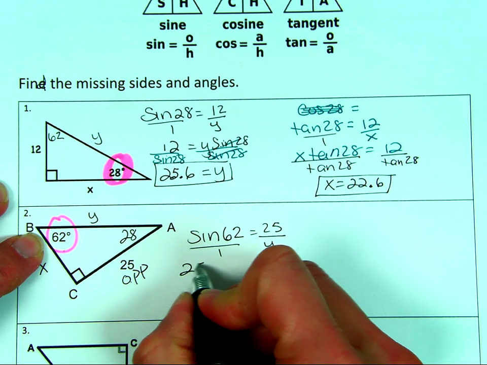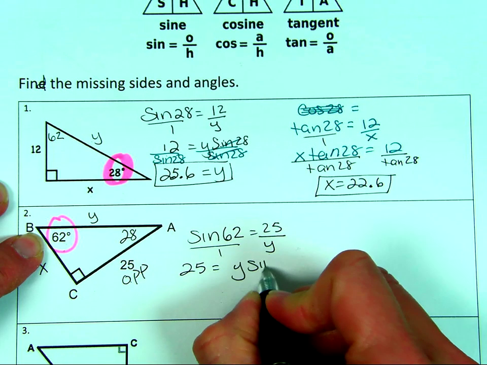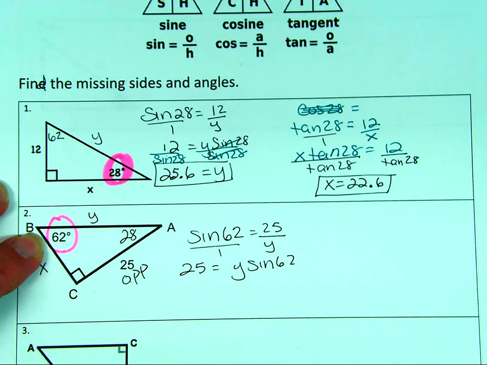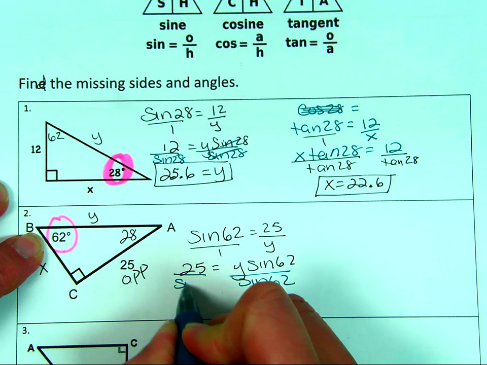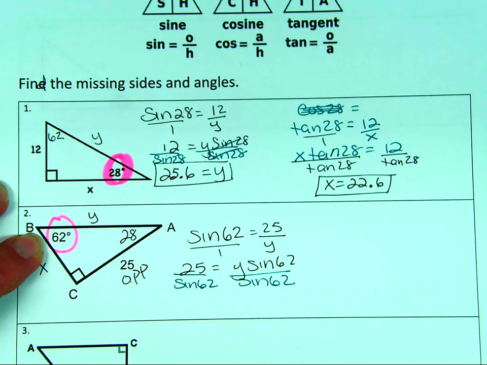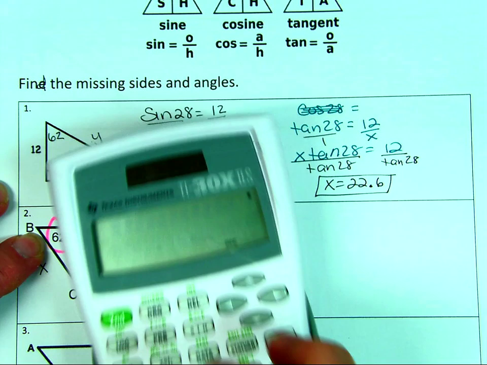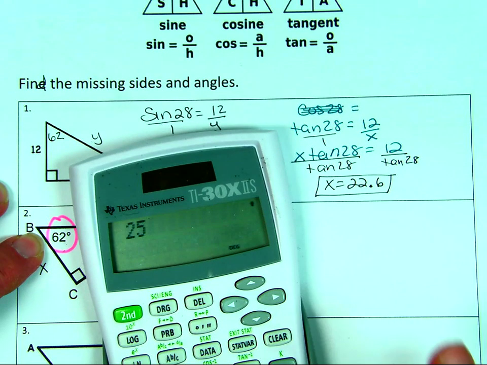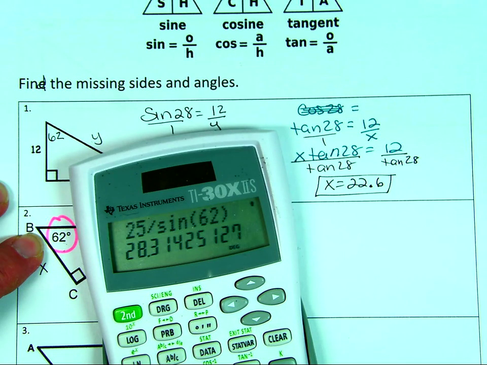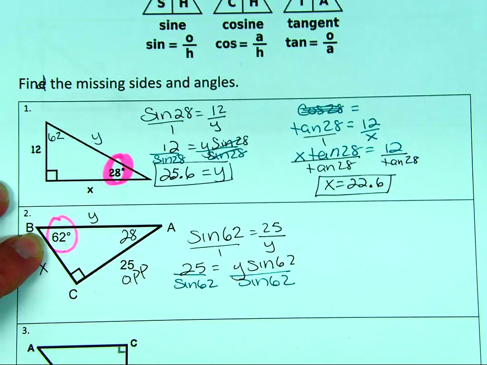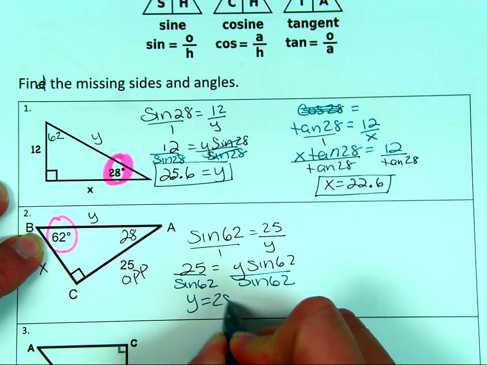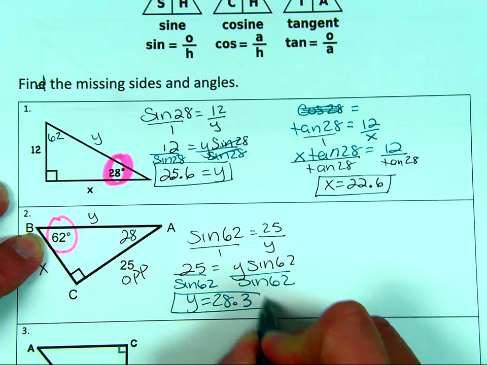So I'm going to cross multiply on both sides. I'm going to get 25 equals y times the sine of 62. And then I'm going to divide both sides by the sine of 62. And then I use my calculator. 25 divided by the sine of 62. Make sure you're doing sine of 62, not just 62. I get 28.3. The 1 tells me to keep the 3 the same. So y equals 28.3. And that should be the biggest side.